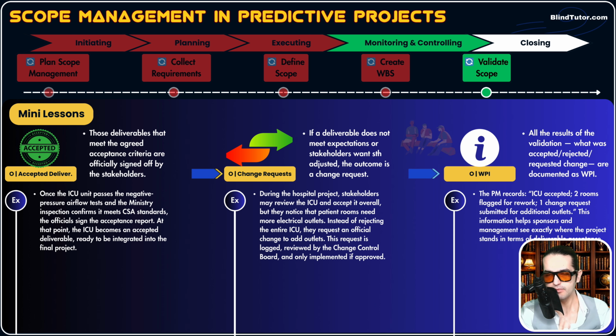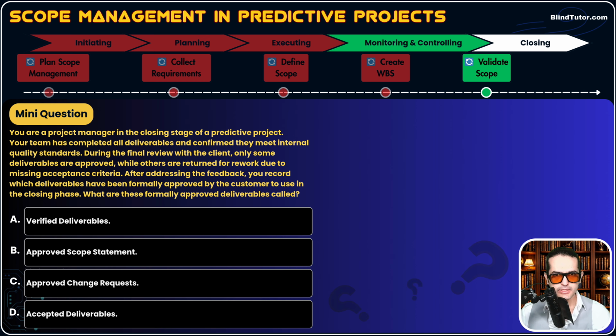Now, mini question. You are a project manager in the closing stage of a predictive project. Your team has completed all deliverables and confirmed they meet internal quality standards. During the final review with the client, only some deliverables are approved, while others are returned for rework due to missing acceptance criteria. After addressing the feedback, you record which deliverables have been formally approved by the customer to use in the closing phase. What are these formally approved deliverables called?